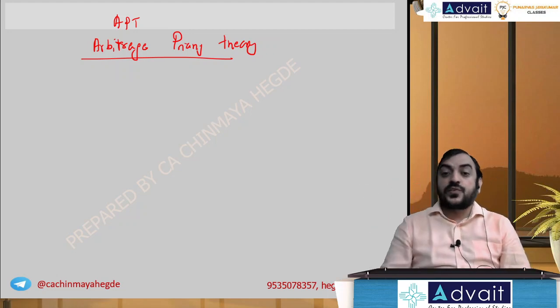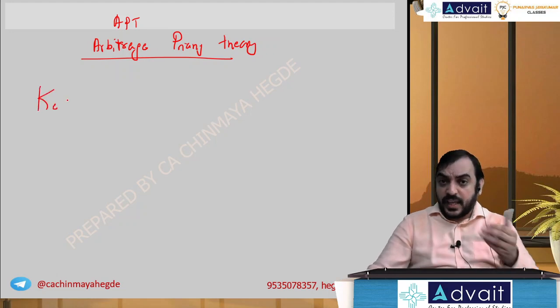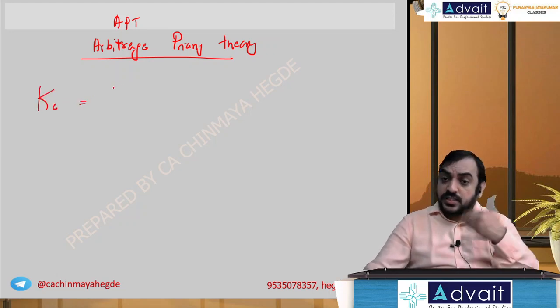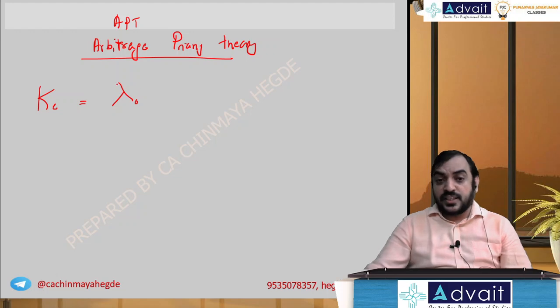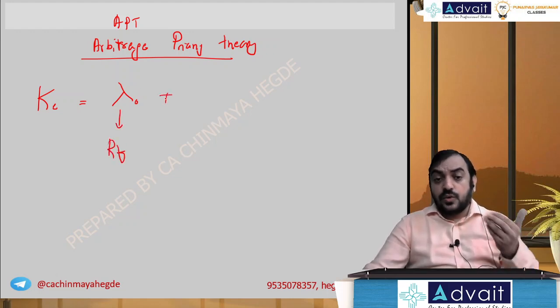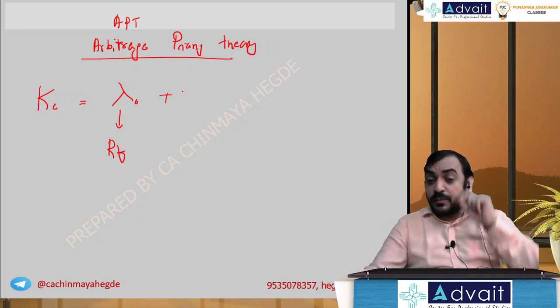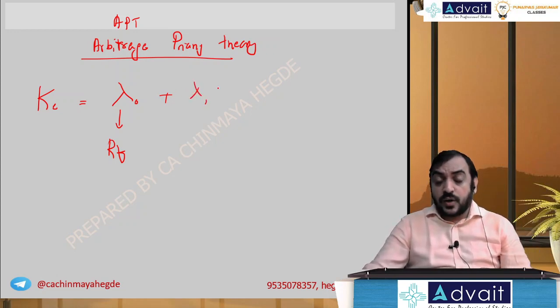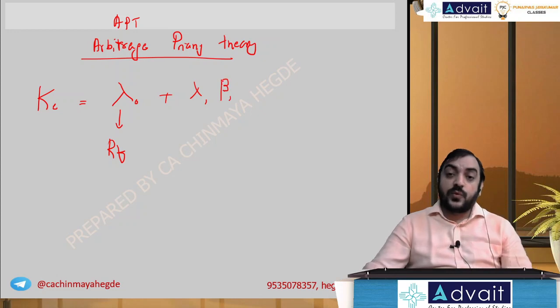You take five factors. So in arbitrage pricing theory, the cost of equity, the expected return, the starting point is the same. They say lambda 0, nothing but the risk-free rate. But what you add is the premium, RM minus RF. They call it lambda 1 multiplied by beta 1.